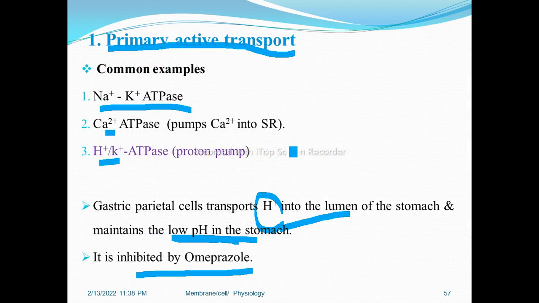So now we have discussed sodium-potassium ATPase, calcium ATPase, hydrogen-potassium ATPase, and hydrogen ATPase.